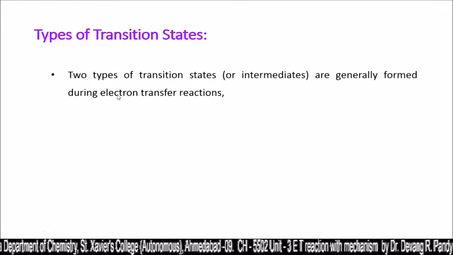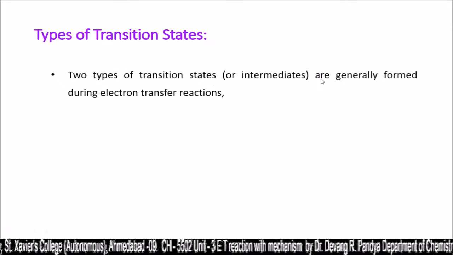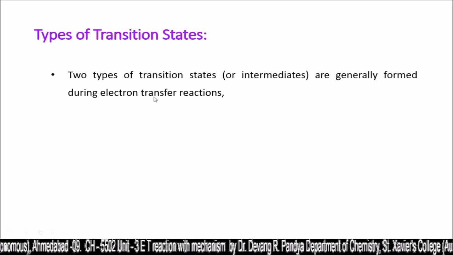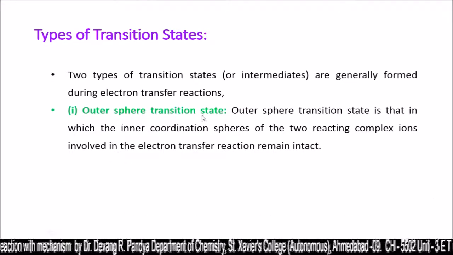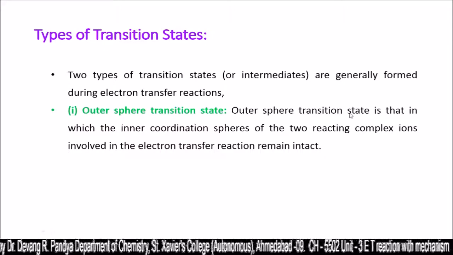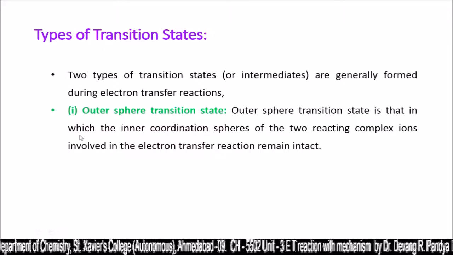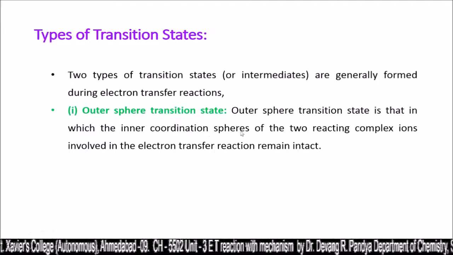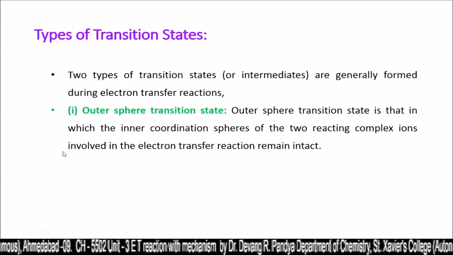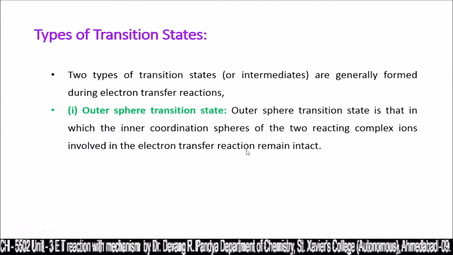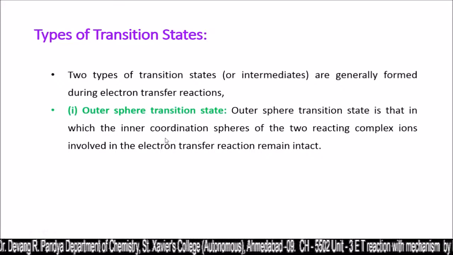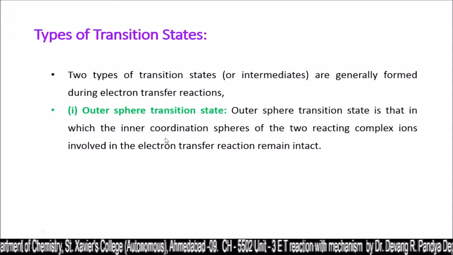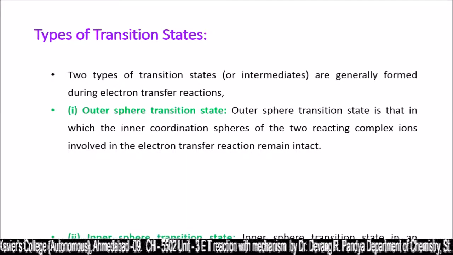Now, types of transition state. Two types of transition states or intermediates are generally formed during the electron transfer reaction. The first one is the outer sphere transition state. An outer sphere transition state is one in which the inner coordination sphere of the 2 reacting complex ions involved in the electron transfer reaction remains intact. That means there is no change in the coordination sphere of the reacting species.